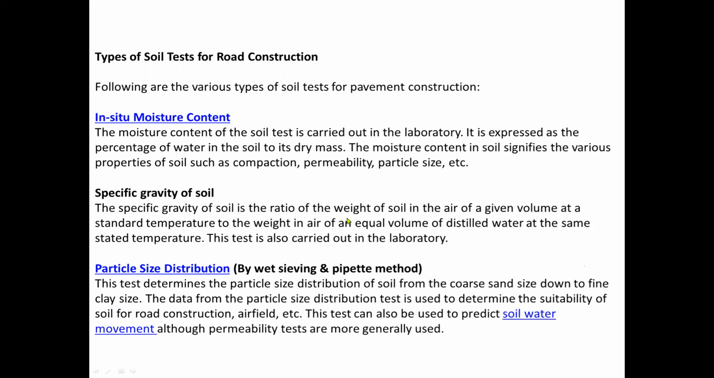Particle size distribution by wet sieving and pipette method. This test determines the particle size distribution of soil from the coarse sand size down to fine clay size. The data from the particle size distribution test is used to determine the suitability of soil for road construction, airfield, etc. This test can also be used to predict soil water movement, although permeability tests are more generally used.